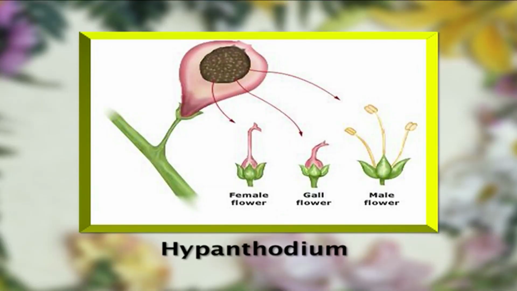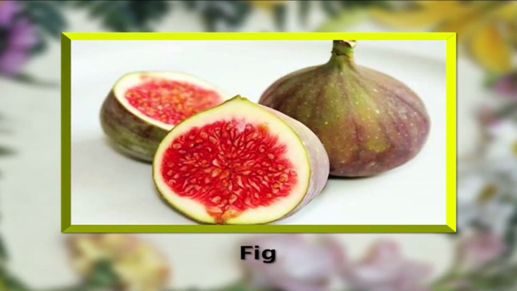Normal male flowers are present towards the mouth, while the normal female flowers are present towards the base. In between, on the 2 sides of the cavity, are present female gall flowers. This type of inflorescence is a characteristic of the genus Ficus. For example, fig. An important type of special inflorescence is the verticillaster.